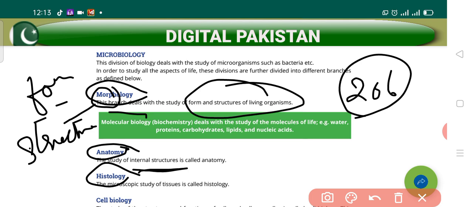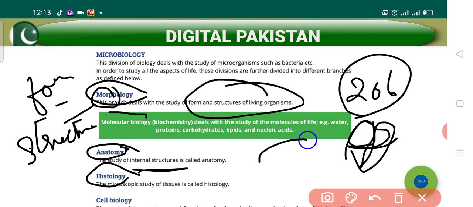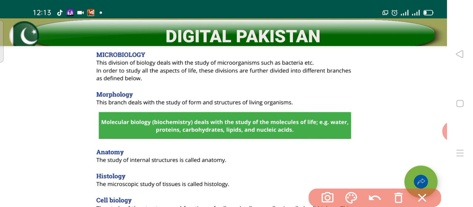Similarly, you know that your heart has four chambers. How did you come to know that the heart has four chambers? Similarly, you know that the intestines are long. How did you come to know? Obviously through anatomy. Anatomy is basically the study of the internal structure of a living organism. If we move on to histology, then what is histology? That is a microscopic study of tissue. The microscopic study of tissue is known as histology.